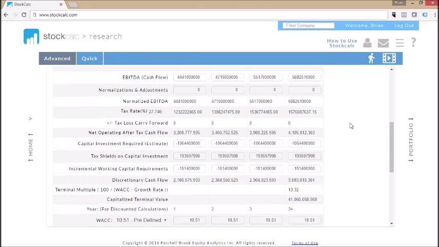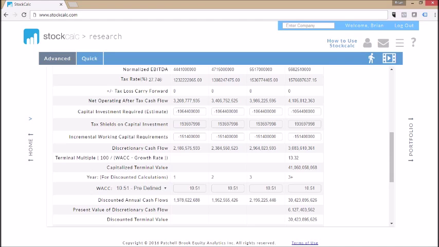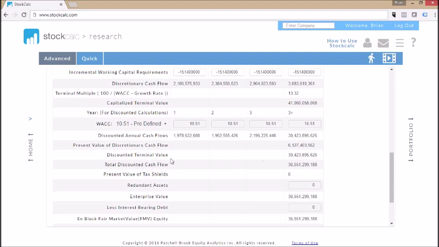In order to generate the cash flow beyond that, we actually come up with what we call a terminal multiple. You can see the formula there. So it's a factor that we apply against the discretionary cash flow from years 4 and beyond, so that we can come up with a capitalized terminal value. So you can see we then apply the discounting factors, the weighted average cost of capital against those cash flows. We come up with a present value of the discretionary cash flows in the first 3 years, and then the discounted terminal value.